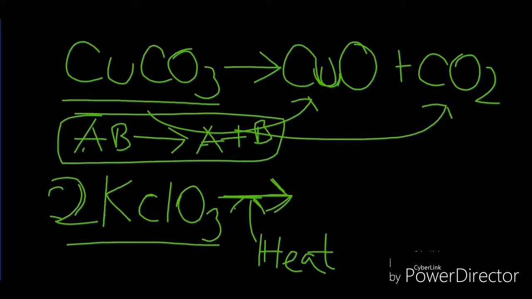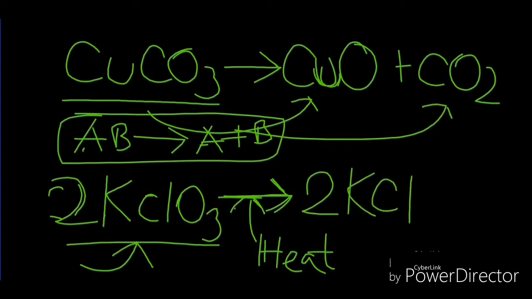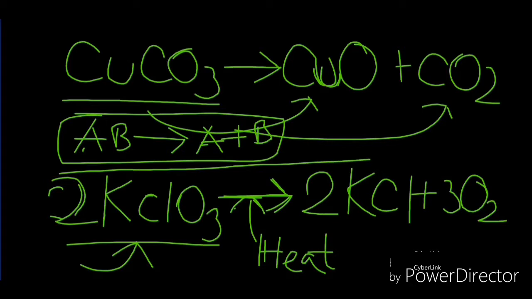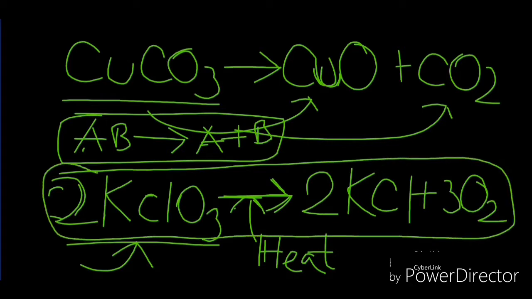So when we have given heat to this compound, potassium chlorate, it will be divided into potassium chloride and oxygen, the O3 trioxygen molecule. So this is a simple example of a decomposition reaction. We'll practice some examples of addition reaction and decomposition reaction.